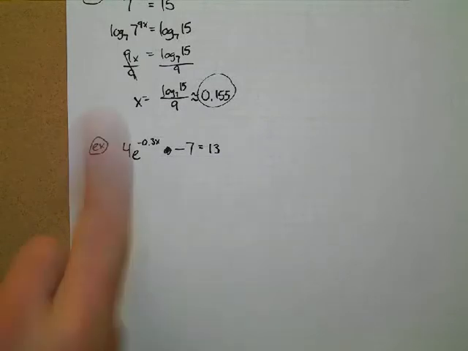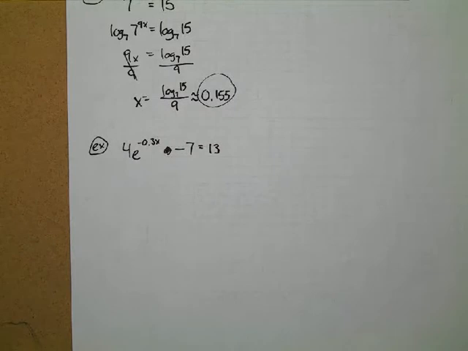In the example we just did, the exponent was already isolated. In the very first problem we did, the exponent was already isolated. Here in this one, the exponent's not isolated yet. So we've got to get it by itself first. As Greg said, we're going to add 7 to both sides here.